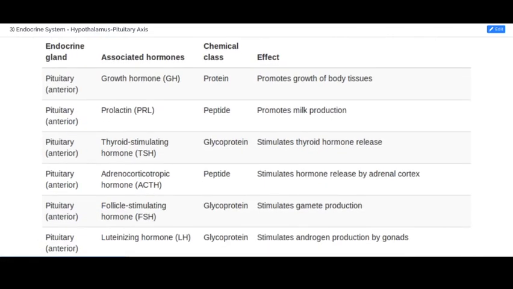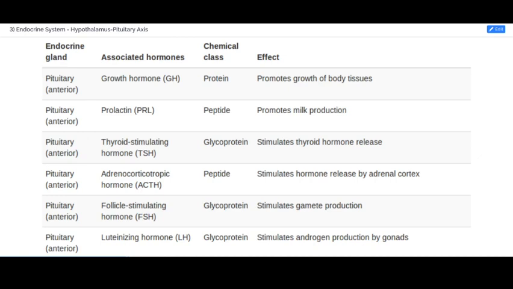This is a list of the hormones from the anterior pituitary. Growth hormone, which we'll be discussing in depth in a later section, obviously is involved in growth. It's stimulated to be released from the anterior pituitary by a hypothalamic hormone called growth hormone releasing hormone, or GHRH. And it is inhibited by growth hormone inhibiting hormone, or GHIH, which also comes from the hypothalamus. Prolactin is responsible for promoting milk production, and thyroid stimulating hormone stimulates the release of the thyroid hormones T3 and T4 from the thyroid gland.